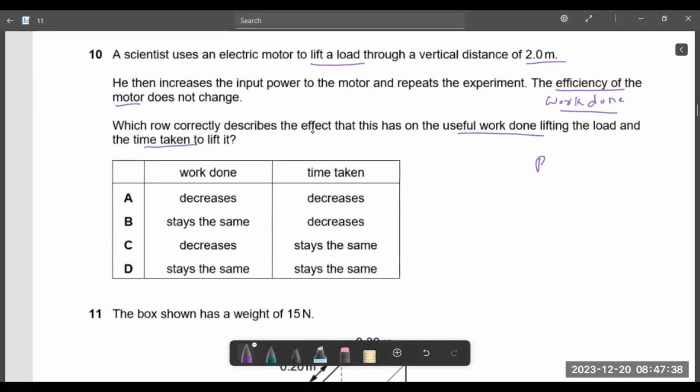Efficiency not changing means work done is constant. And with increased input power, the motor can exert more force to lift the load, which may reduce the time taken. So here the time taken will get reduced. The right answer is B: work done remains the same and time taken decreases.